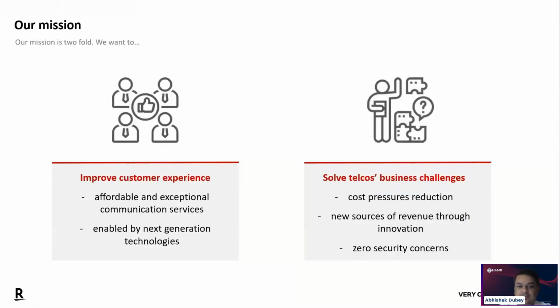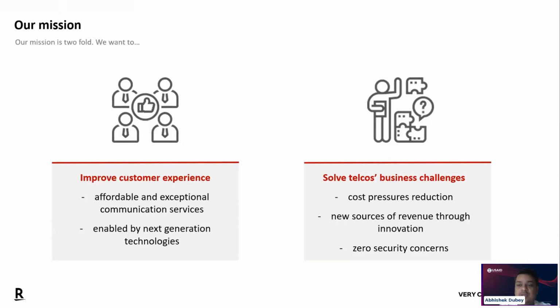Our mission is to improve customer experience, with affordable, exceptional communication services for them, enabled by next generation technologies. We are also solving telco challenges, such as cost pressure reduction, because our deployment is reducing capex by around 30% and opex by around 40% for the telcos, because we are reducing the cost pressure on them.